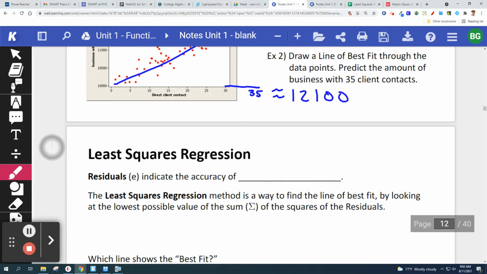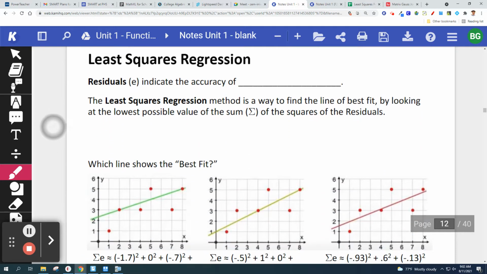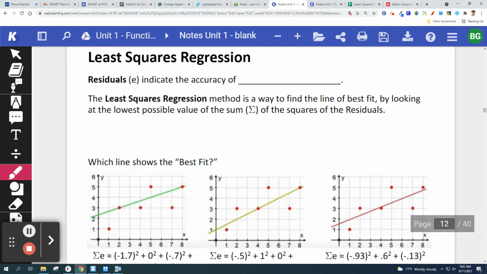So we've got a method. And the main method that you use to find a precise equation is called least squares regression. Least squares regression deals with something called residuals. Residuals indicate the accuracy of each point, each of those points in that scatter plot. The least squares regression method is a way to find the line of best fit by looking at the lowest possible value of the sum of the squares of the residuals.